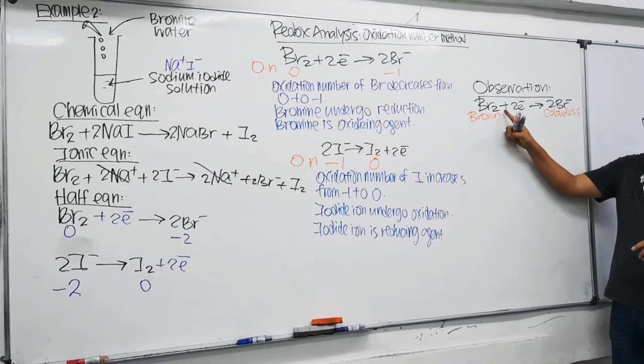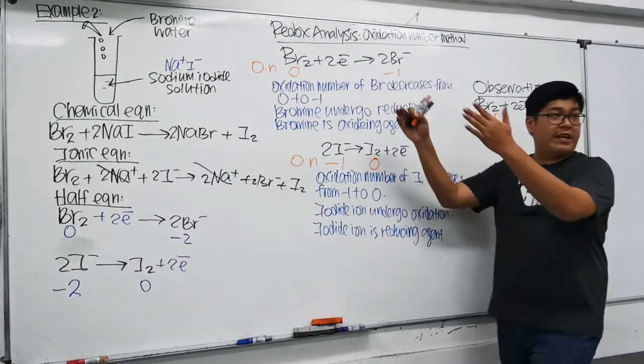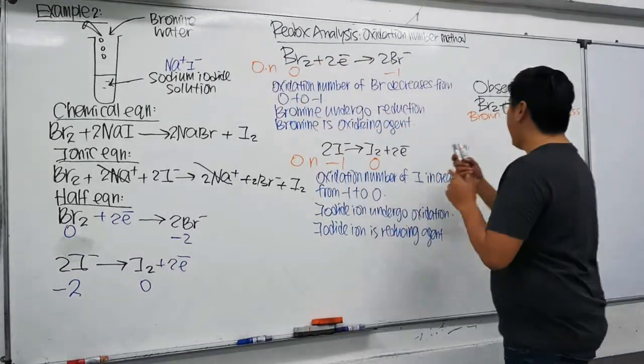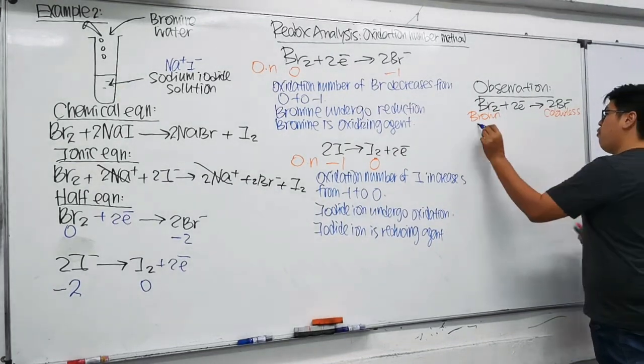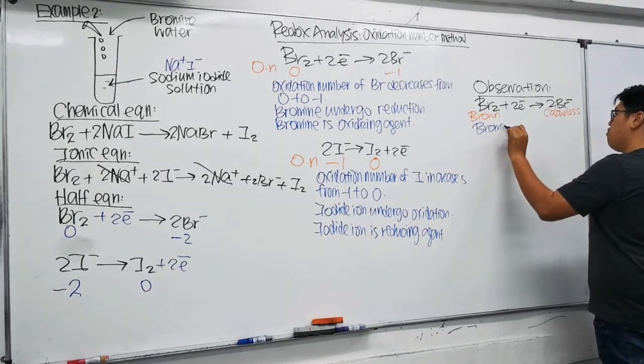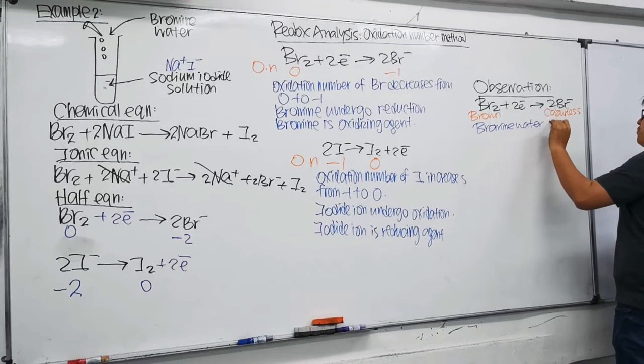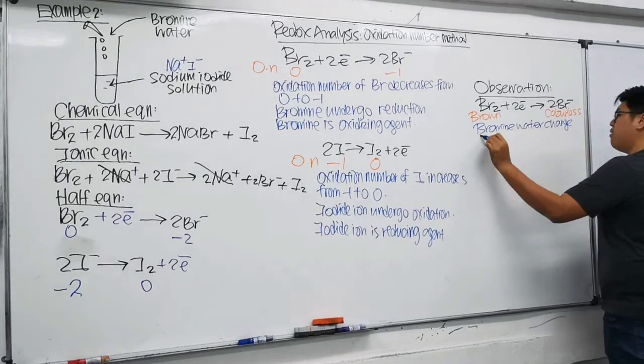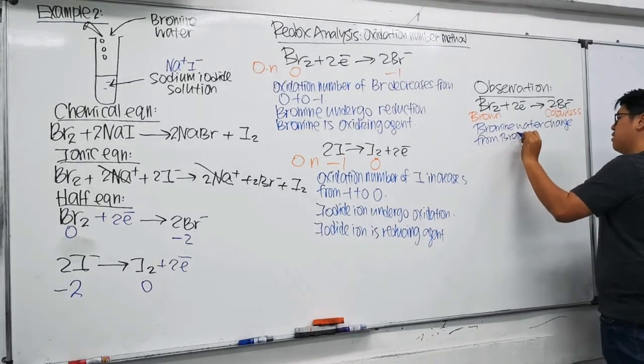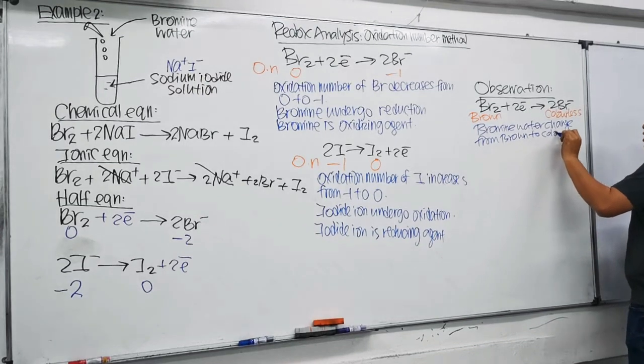This brown color comes from Br2. Who is the Br2 in this diagram? Bromine water. Okay? So you can write bromine water. Bromine water changes from brown to colorless. Okay? So this is what you can write, yeah?